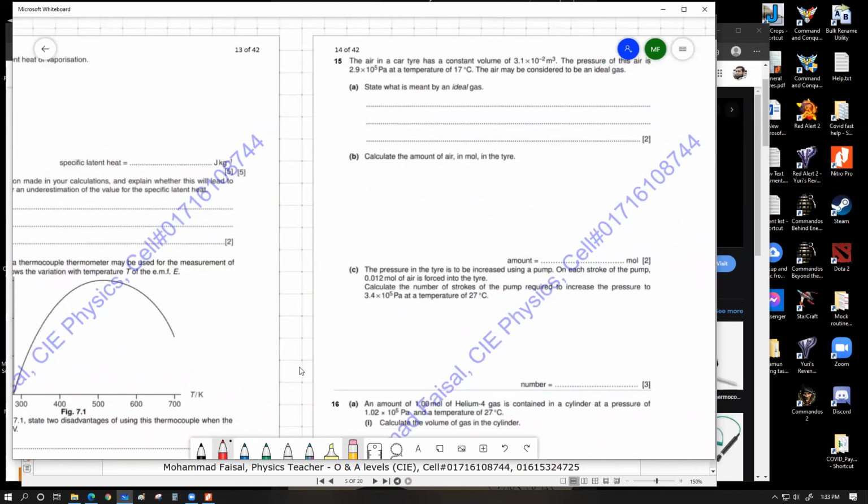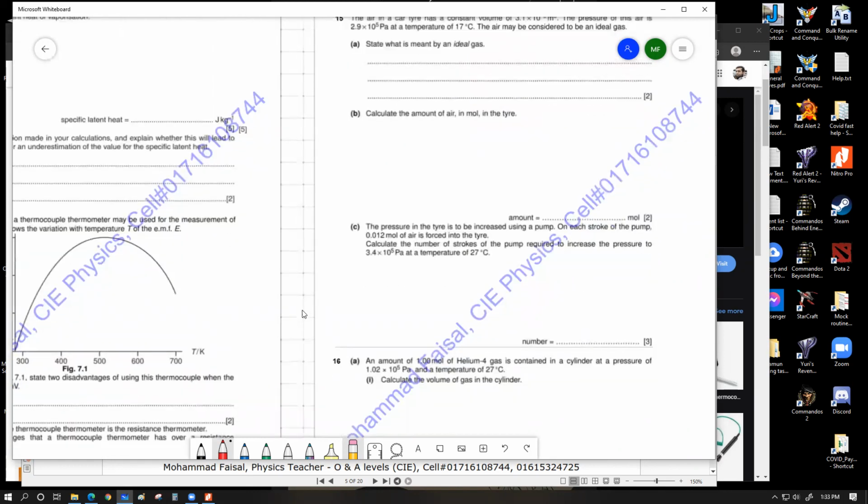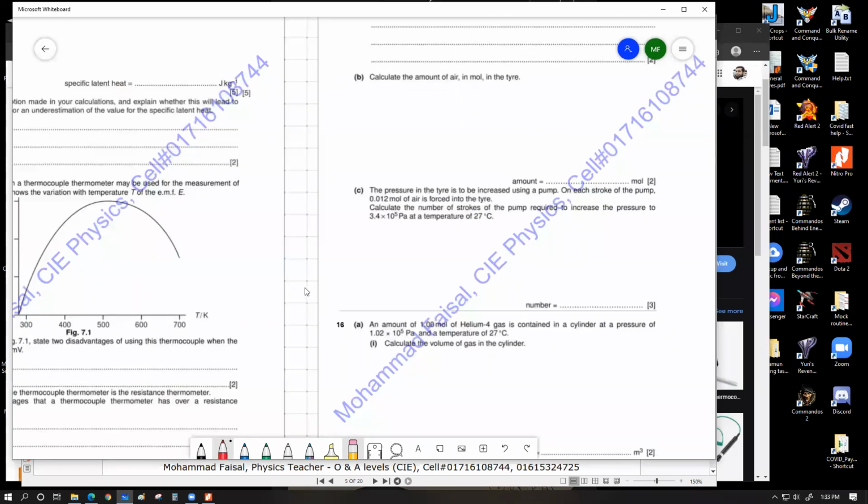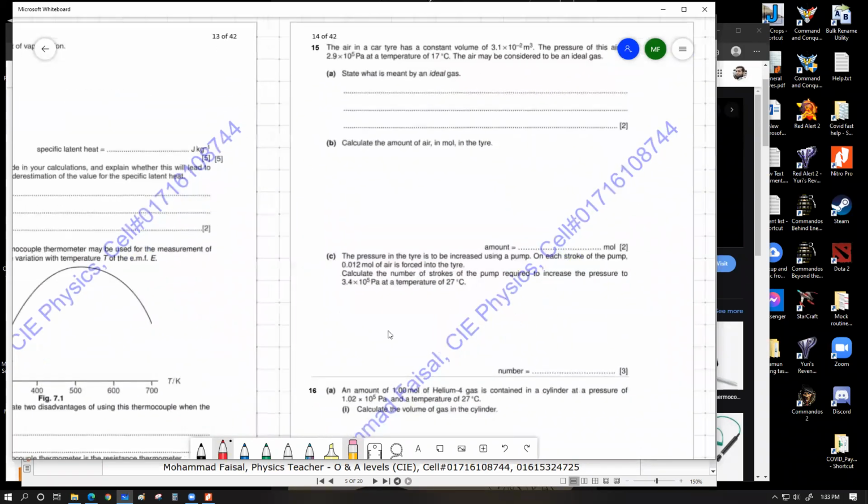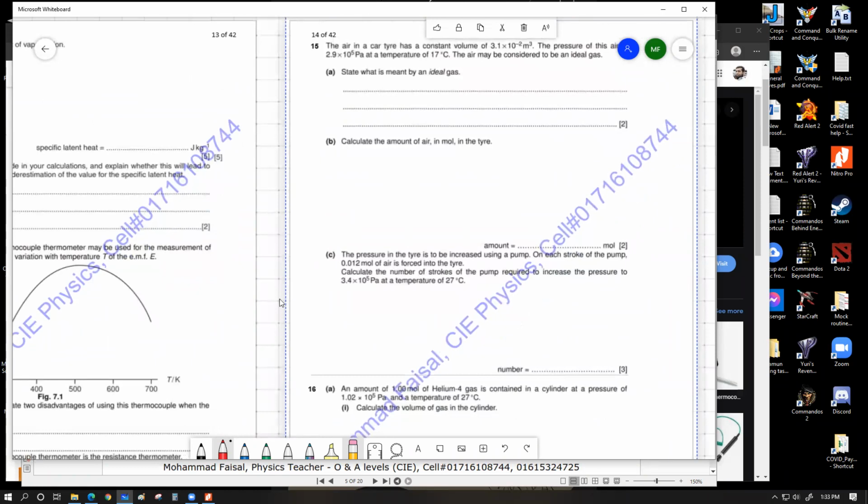Question number 15 is actually pretty simple. You can put all the numbers over here and get the value out of it. But still, I'm going to do this problem because of part C. How many strokes are going to be needed? So let's try and solve this problem.